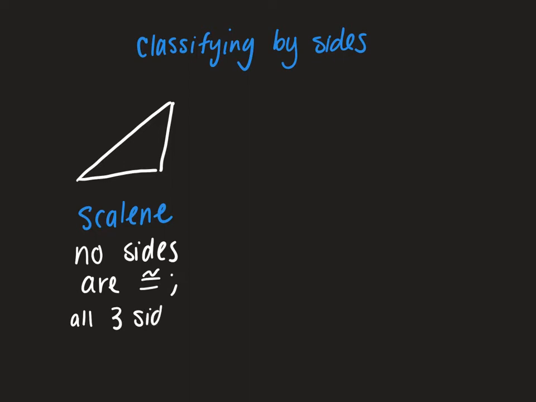Is that also a right triangle? Not necessarily. If the angle's not marked with the right angle symbol, then you can't call it a right. I'm just worried about the sides right now.